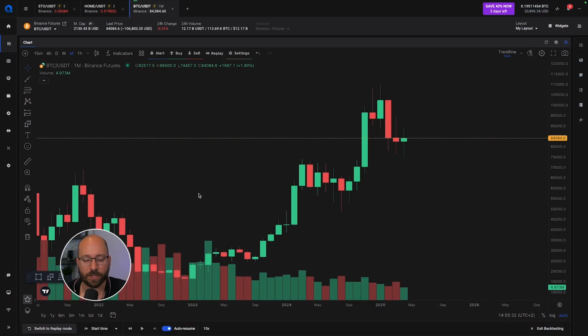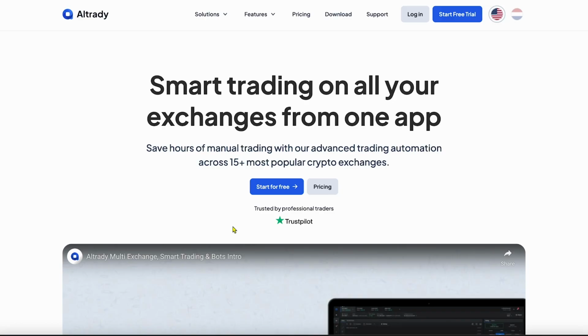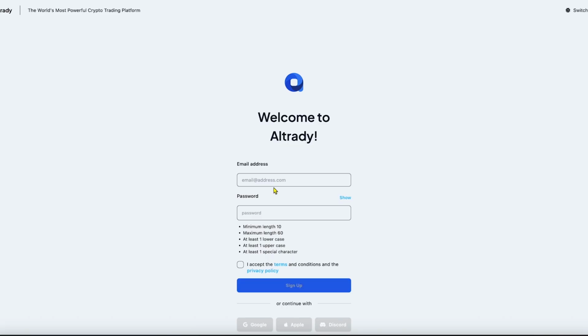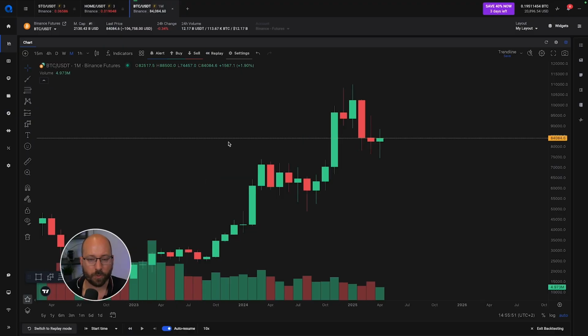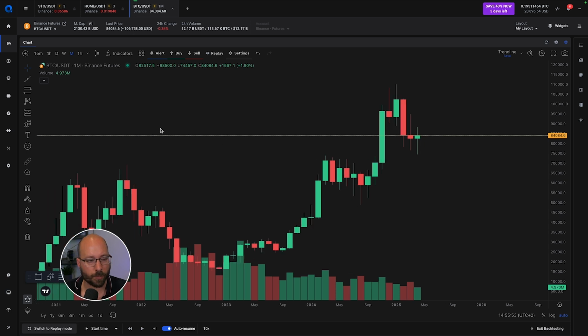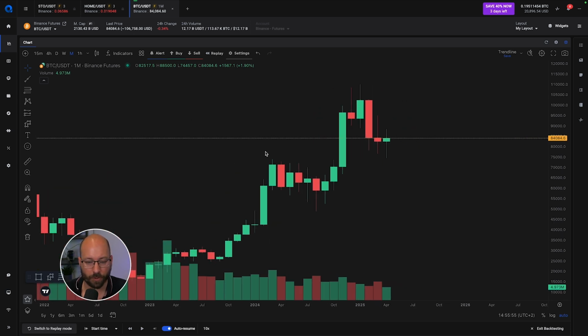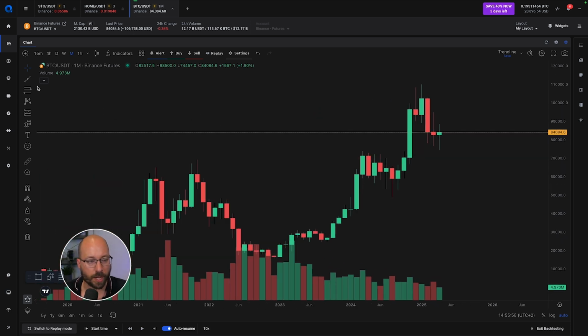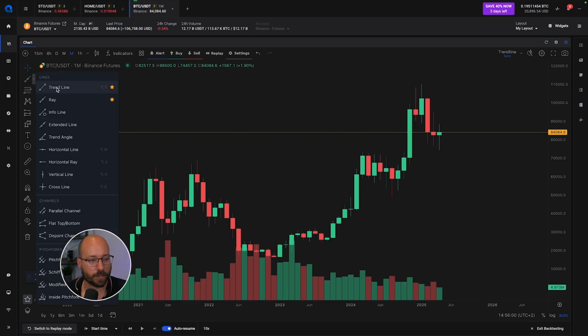Alright, let's get started. First off, what you're seeing right here is the Altrady trading tool that allows us to do this technical analysis using trend lines. So if you haven't already done so, please register for an account. It's free and you can use this charting software to your advantage. So when you get to the Altrady Trading Terminal, you have a TradingView chart in front of you. And in order to draw trend lines, you can use the trendline tool like this.